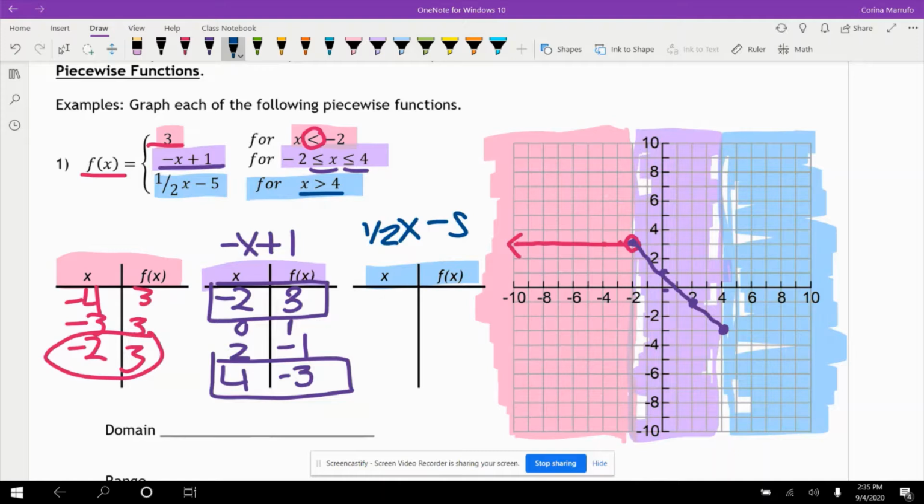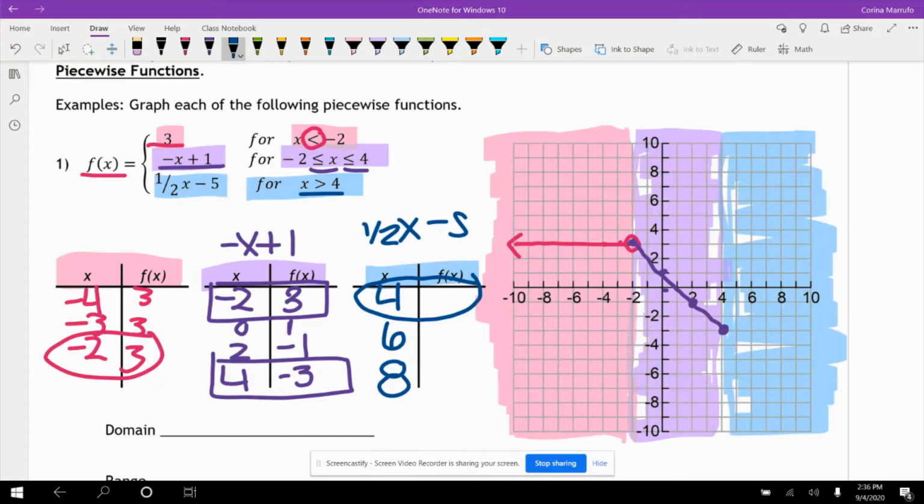So here we are going to start at 4, and we are going to put all the numbers that are greater than 4. I don't know why I put a box. I'm going to circle it just to remind me to put an open circle. So we're going to pick numbers that are greater than 4 to plug in here. Because we're taking half of 4, I'm going to pick even numbers. So 4, 6, and 8. Okay. You want to pick at least 3 points.